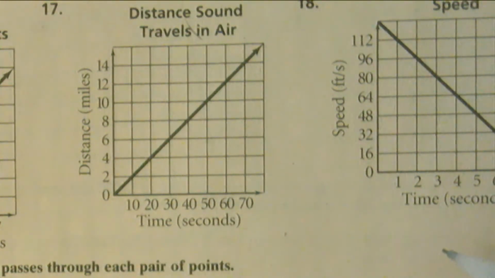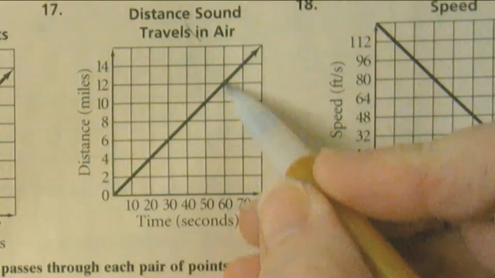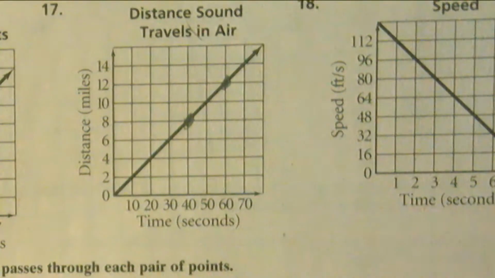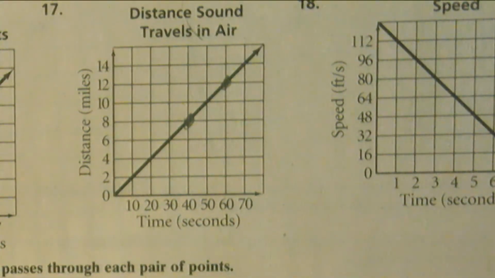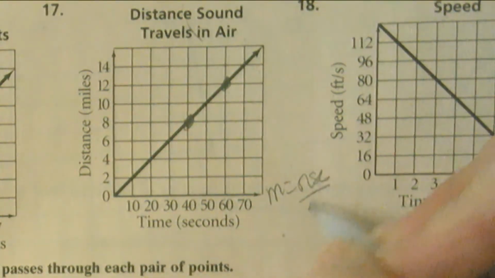Yep, so find 2 points. I can find any 2 points. Let's use maybe this one and maybe this one. We're looking to see where our line crosses grid lines. Once I find 2 points, then what? Yep, so my slope is rise over run.